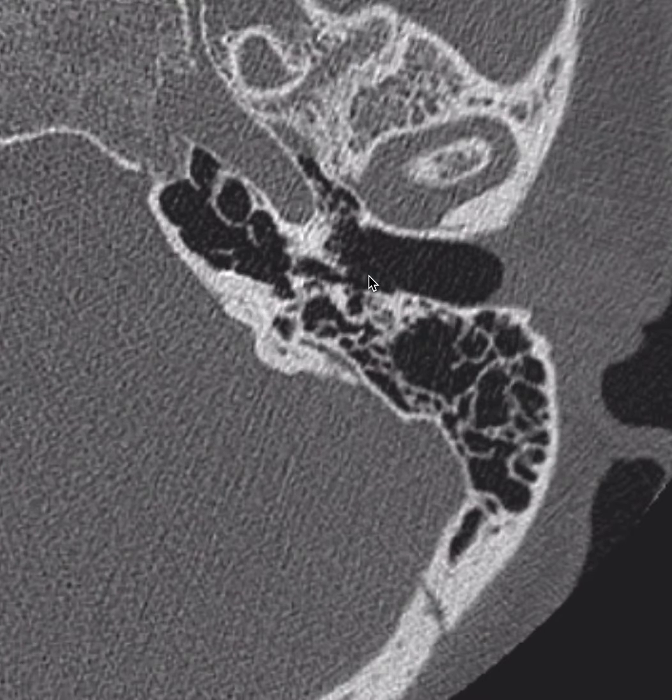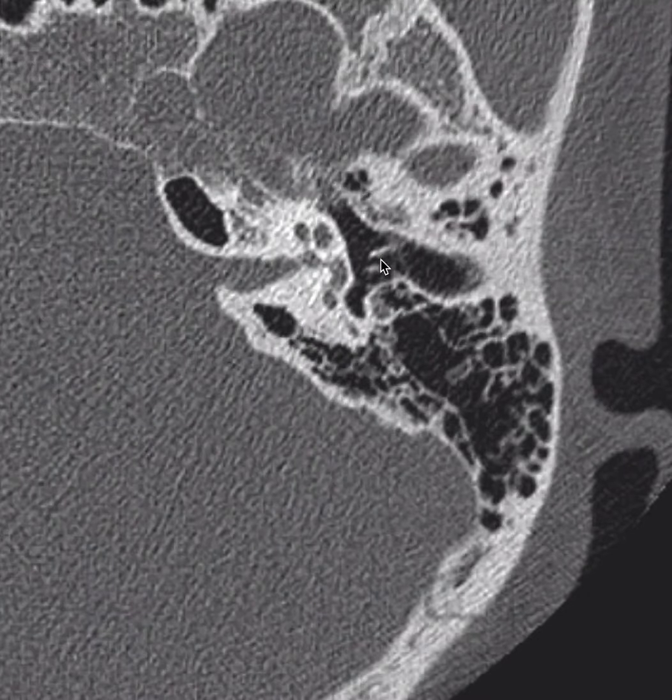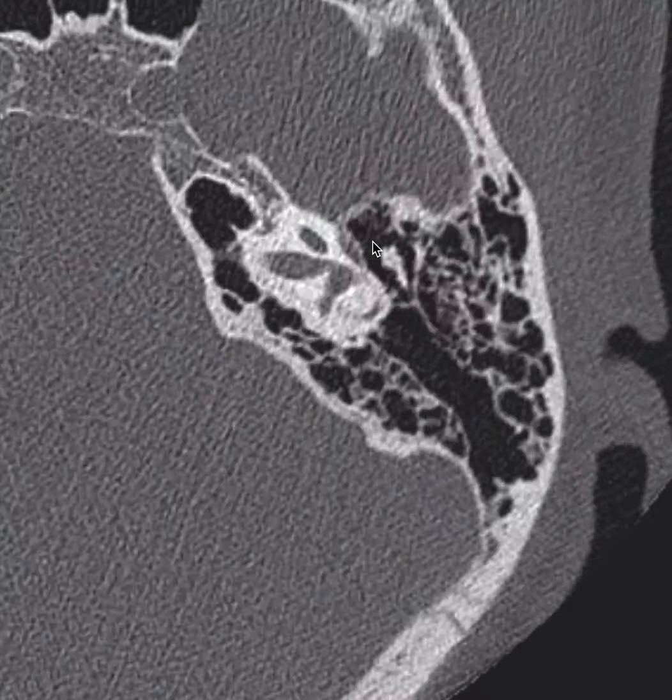If I scroll a little bit more superiorly, I'm going to pass through the hypotympanum and get to my mesotympanum right here, and a little more superiorly yet, I'll reach the epitympanum here.